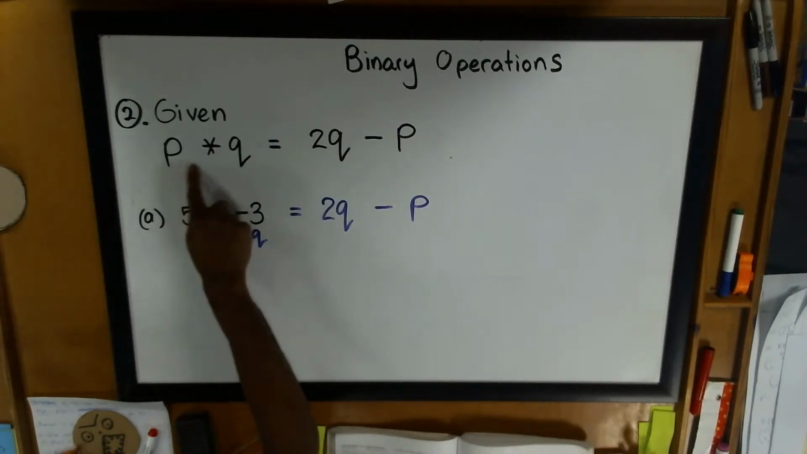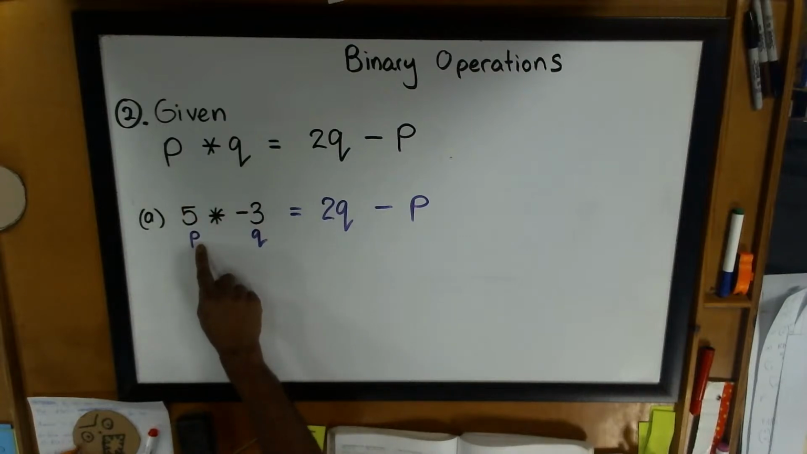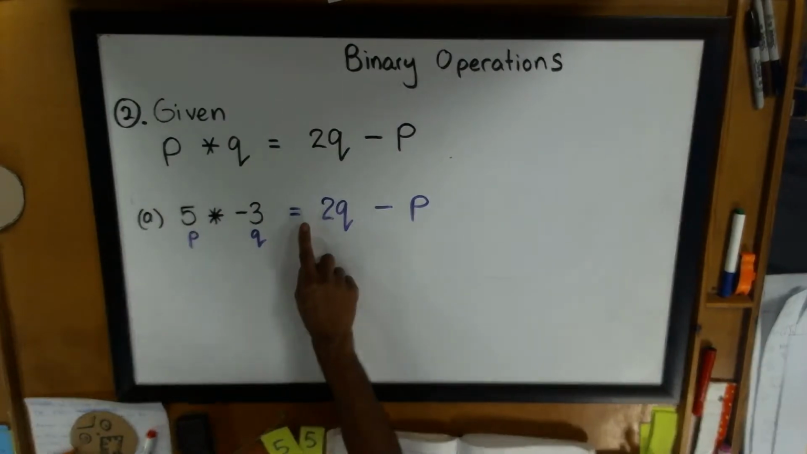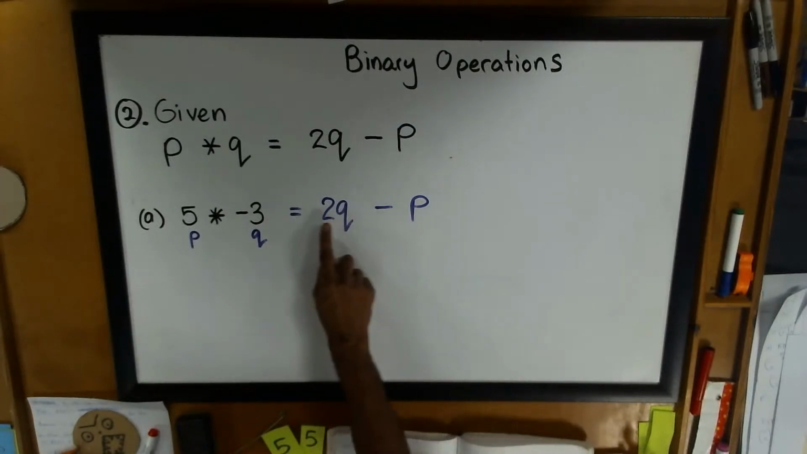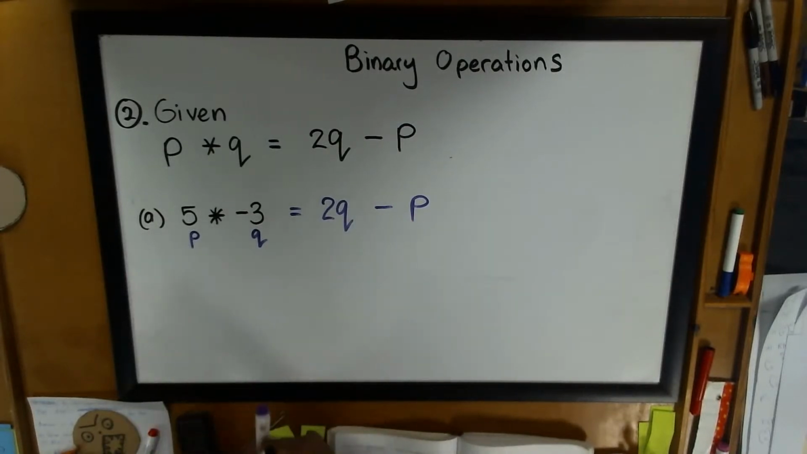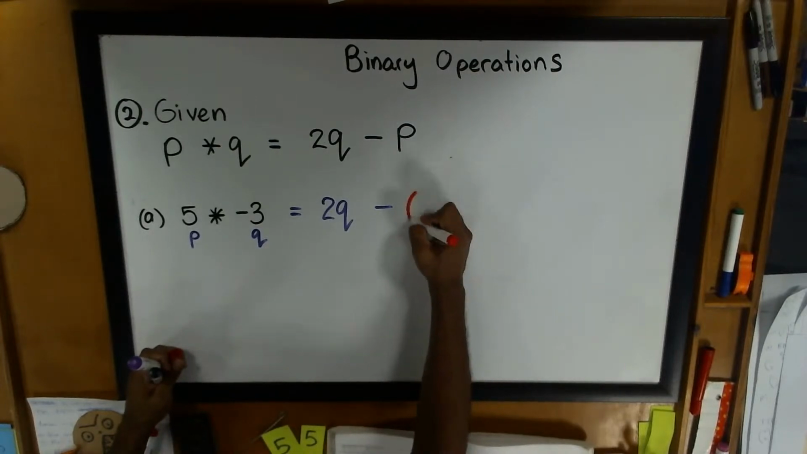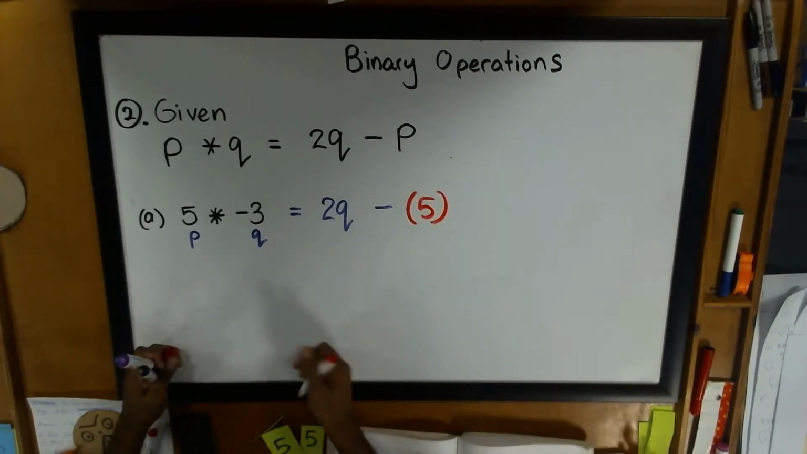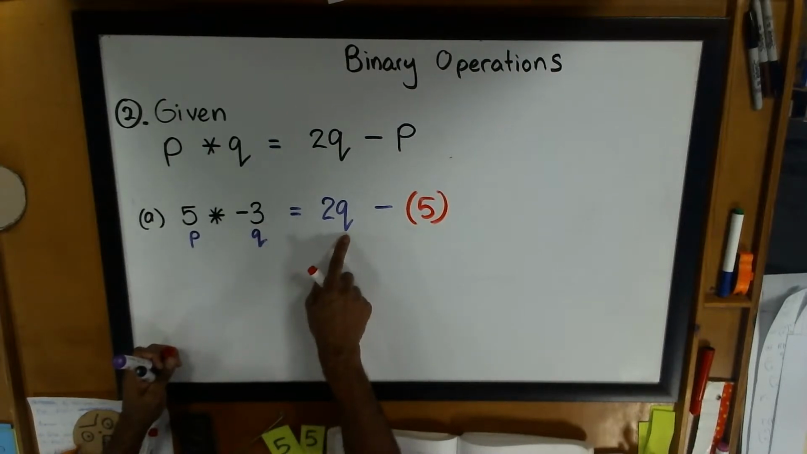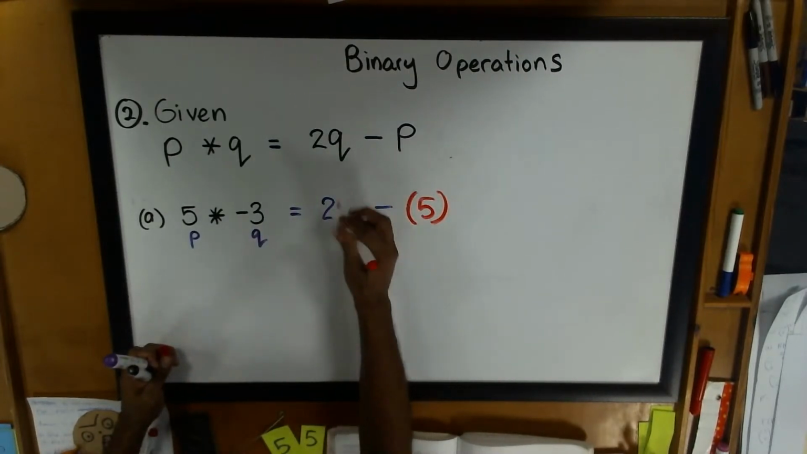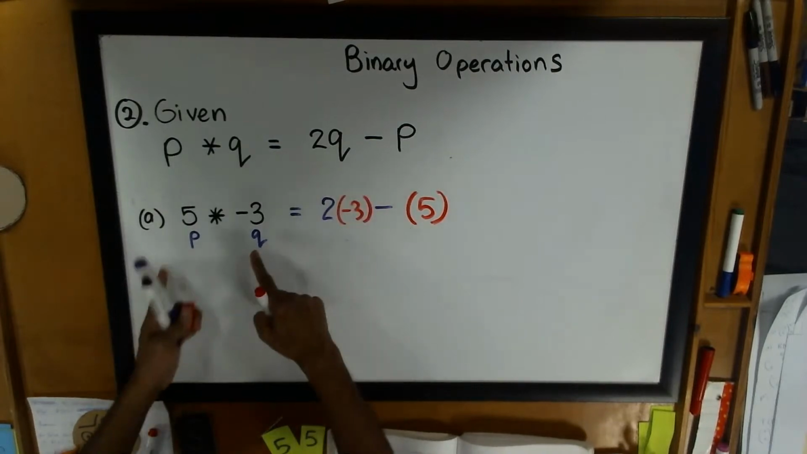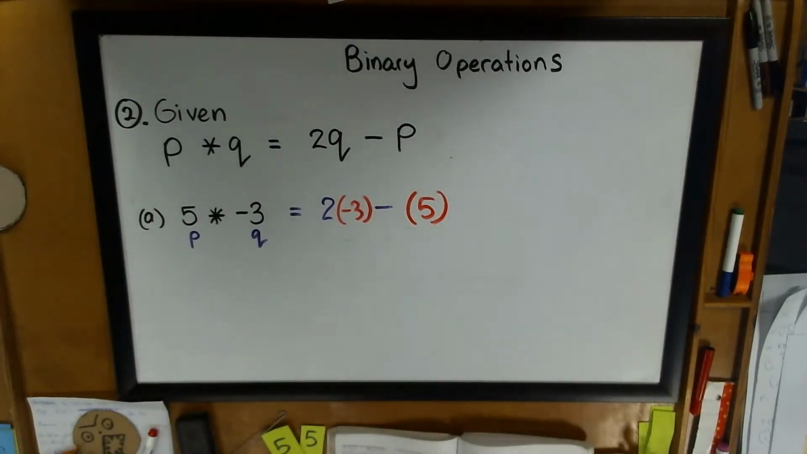Remember, according to the pattern, the first number is P. Anywhere I see a P, I could replace it with 5. So I have to look for a P to replace. The P is over here. The P came second, so you have to replace the P here with 5, and any Q, look at Q here, with minus 3. So you had to kind of switch it around, right?